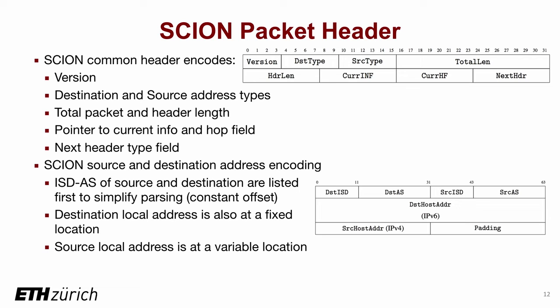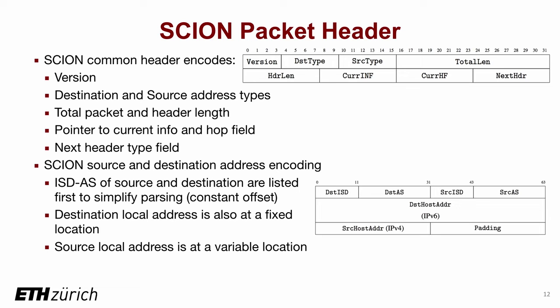We also have a field to encode the header length, and two pointer fields that point to the current information field and the current hop field within the SCION header. We also have the next header, which encodes the type of the next header, if it's a TCP header or an extension header for SCION.